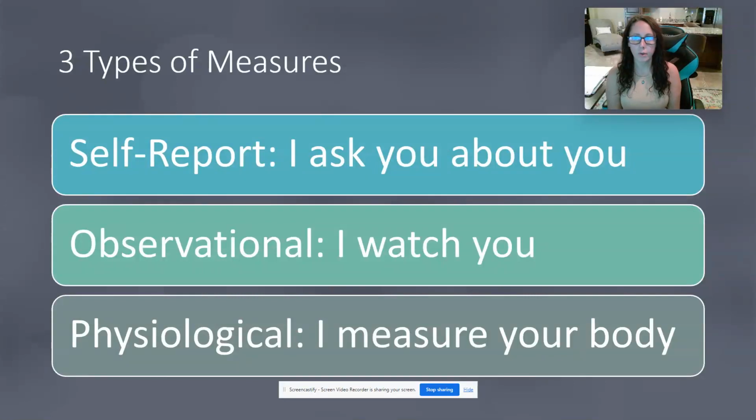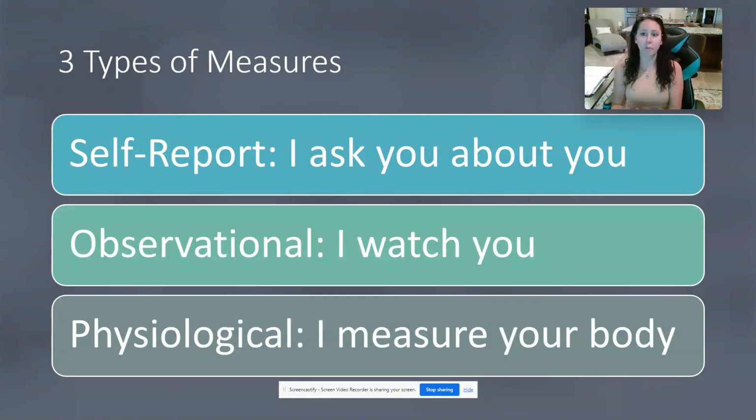All right, we are going to review some key terminology associated with reliability and validity. And we're going to start off with a recap of the three different types of measures, because as we discuss reliability and validity, different ones are relevant to different things. So, three different types of measures.